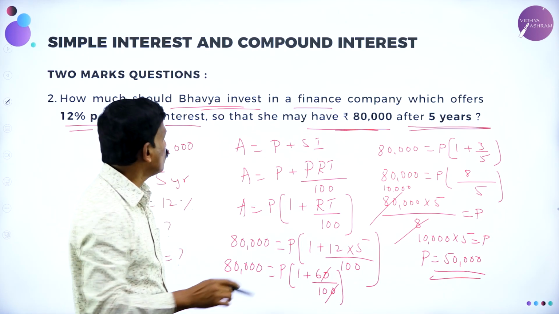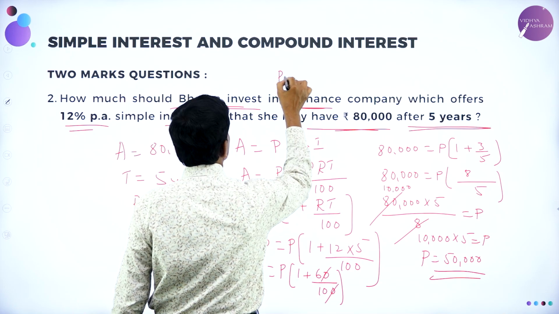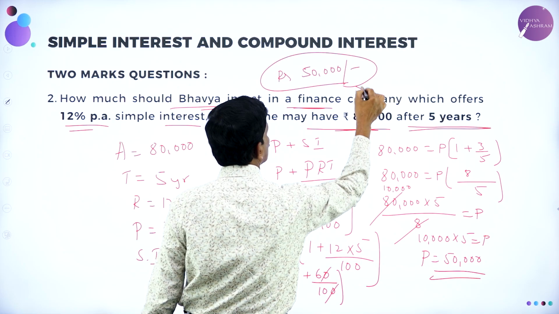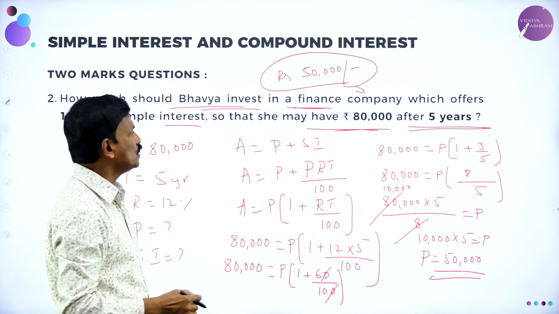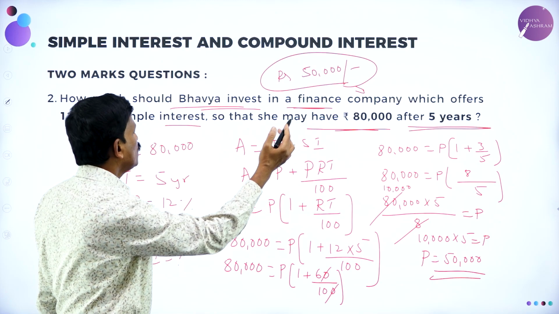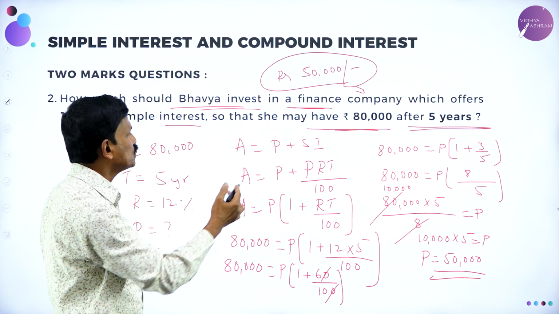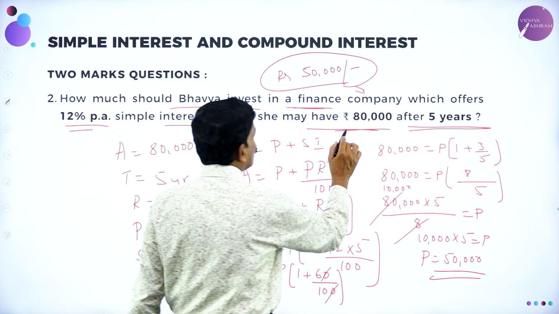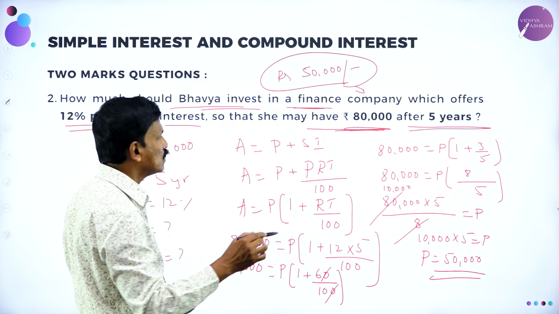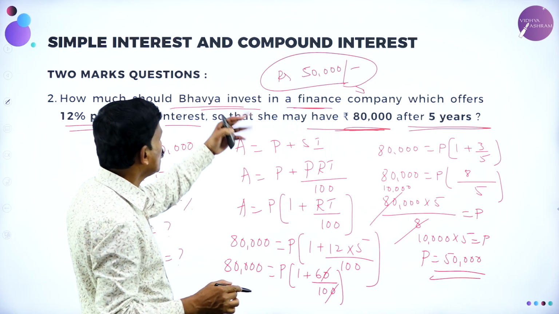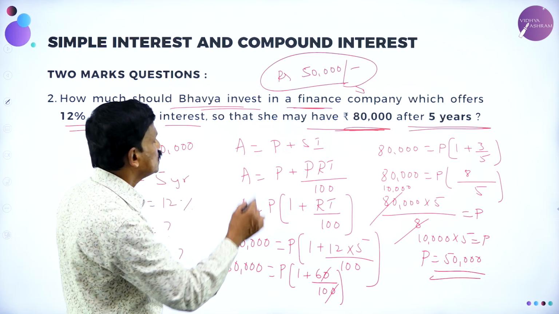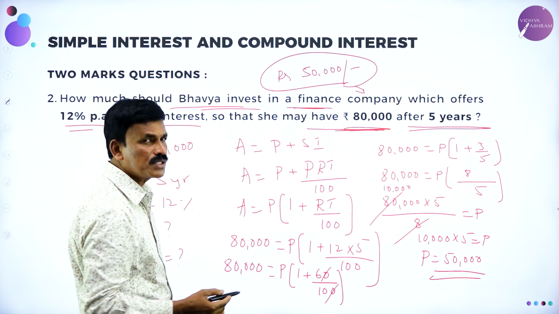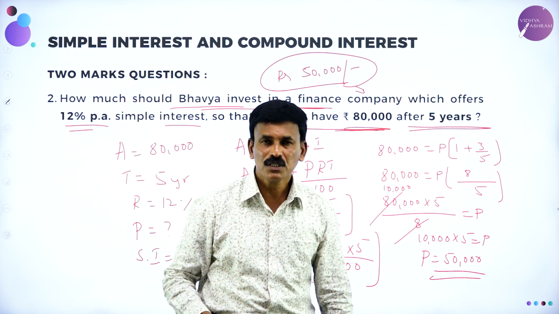So therefore, Bhavya has to invest rupees 50,000 in the finance company, so that at the end of 5 years at the rate of 12% per annum, she will get the amount as 80,000 rupees. So for 50,000 at the rate of 12% for 5 years, she will get the amount as how much? 80,000 rupees. So what is the simple interest she is going to get? 80,000 minus 50,000 is 30,000. That's it. Okay. Hope you followed.